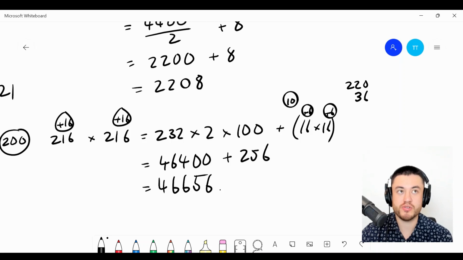It'll just be a little bit more to keep track of, but I think that's pretty impressive that you can do relatively difficult 3-digit numbers in multiplication, and you can do that all mentally.